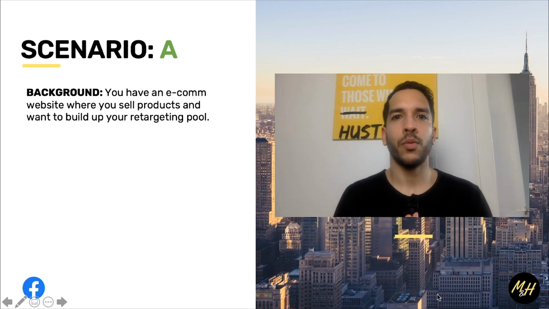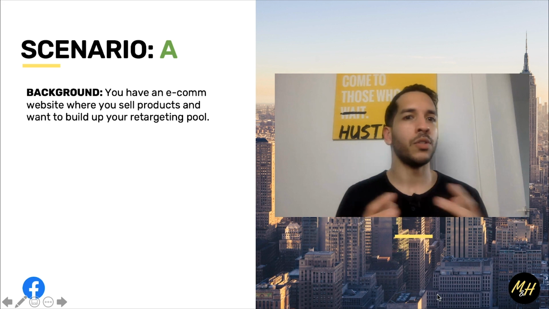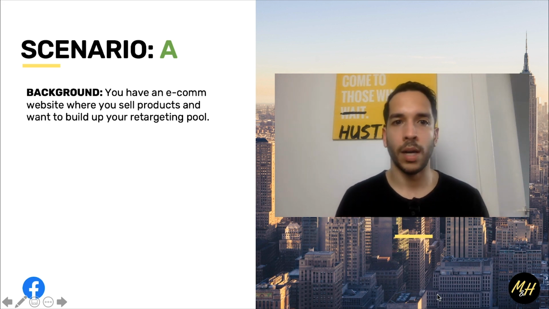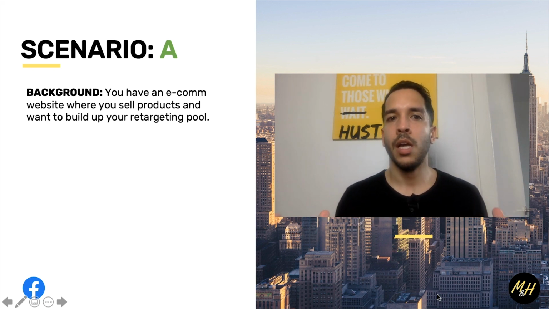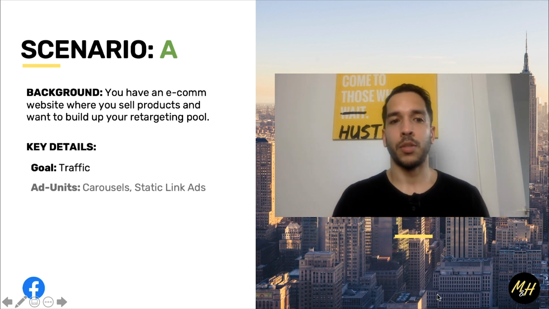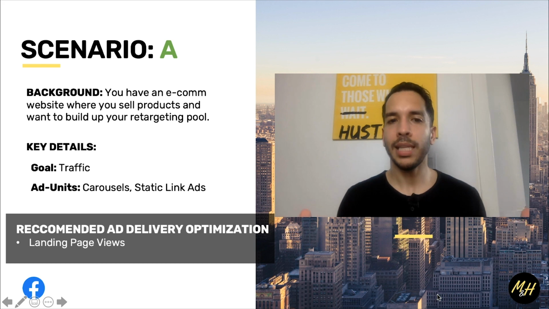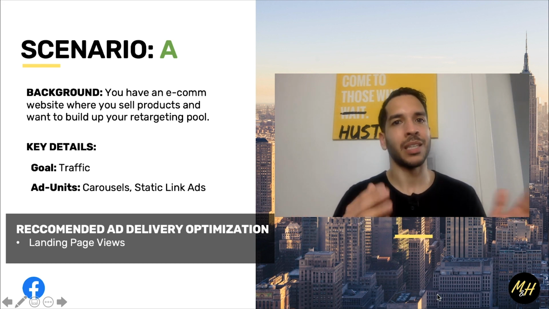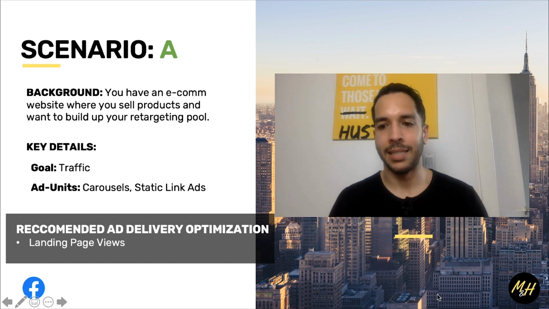Now I want to give you 2 quick scenarios just to give you different situations when you should be using what. So let's say you're running an e-com campaign trying to drive people to your website where you sell your products and you want to build up your retargeting pool. So you're running a traffic campaign and you're using, let's say, carousels and static link ads. In this situation, do a landing page view optimization. Makes sense, right? The goal is not just to get them to click on the link, but also to land.